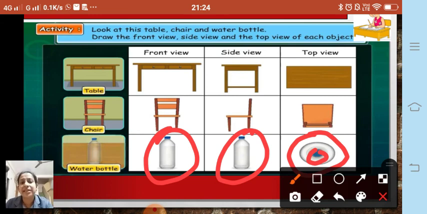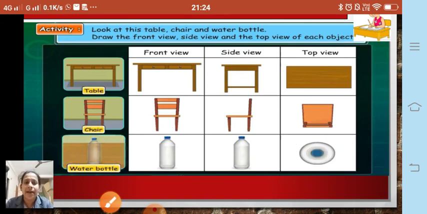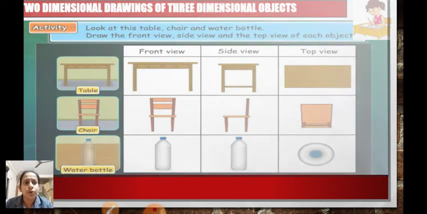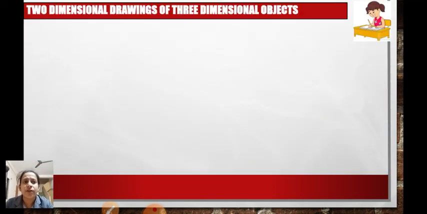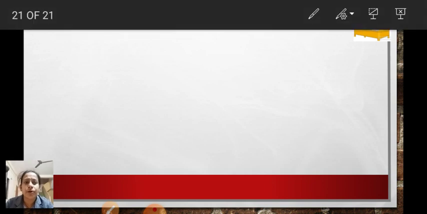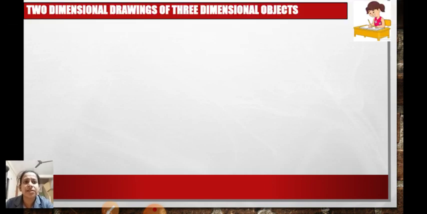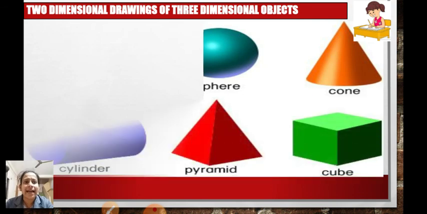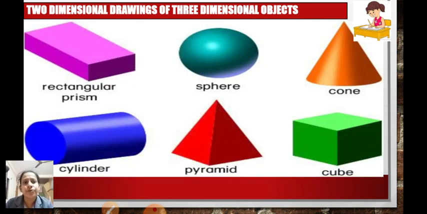These are different three-dimensional objects. Now as homework I am going to give you different objects wherein you need to draw their front view, side view and top view. So here is your homework for today. Look at these figures clearly first, and then try to draw their front view, side view as well as the top view.